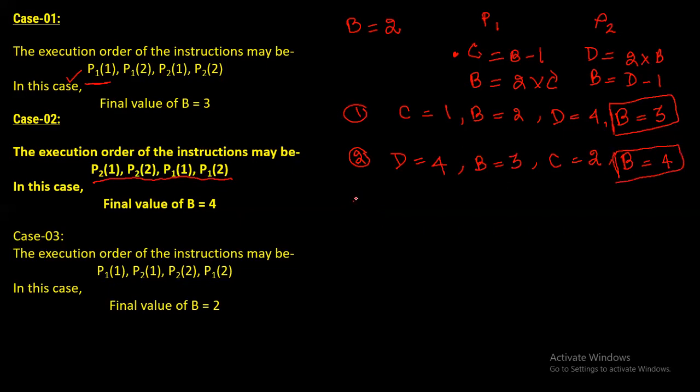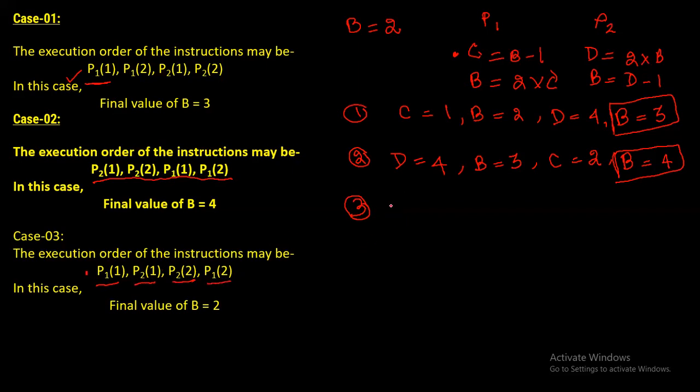Now for the third case, we consider the third case. So in the third case, look at here, the order of the third case is different from the order of the second case. Okay, so here first we execute the first line of P1, after that the first line of P2, after that the second line of P2, after that the second line of P1.